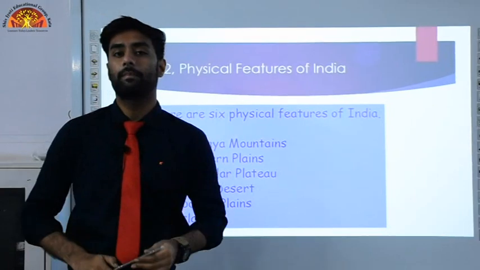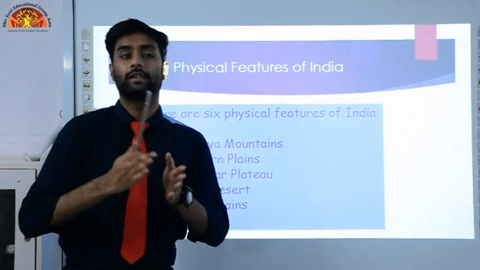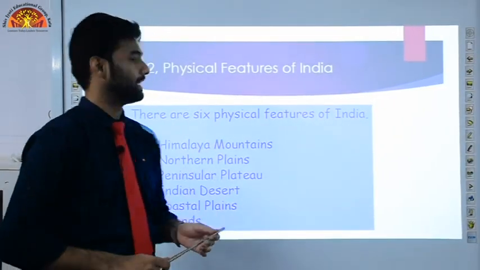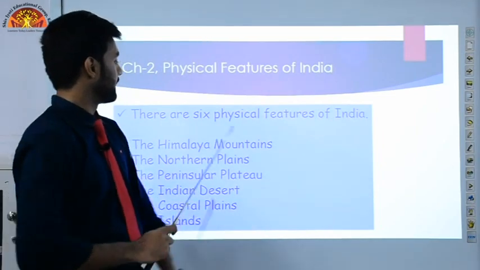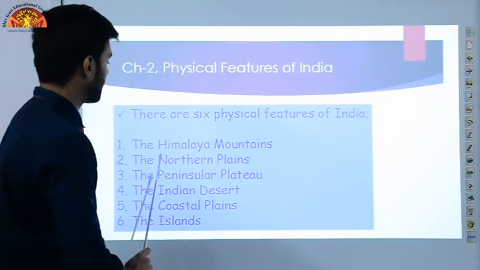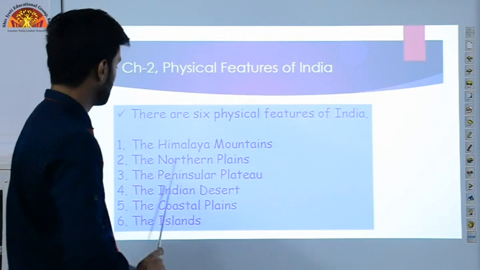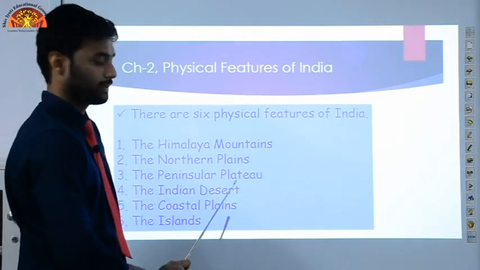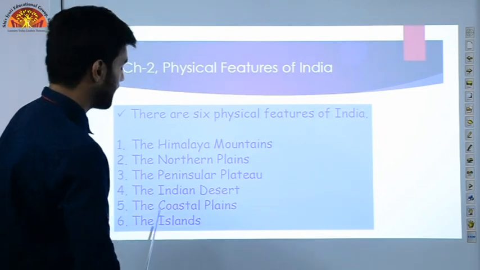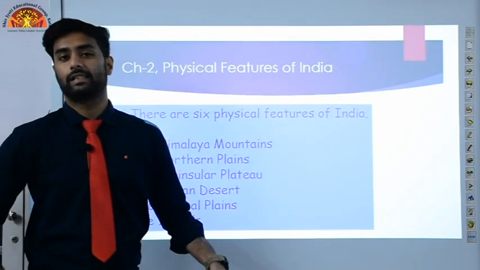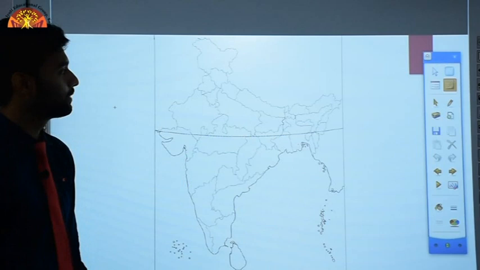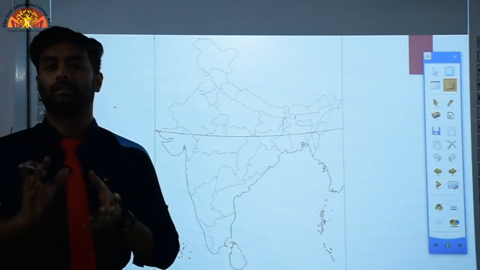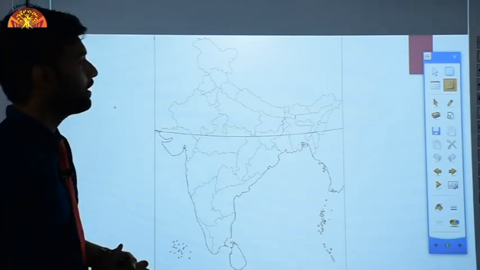Students, in this chapter you learnt about the physical features, means different kinds of landforms which you will see in India, right? First, that was the Himalaya mountains. Second, the northern plains. Third, the Peninsula Plateau, the Indian desert, the coastal plains, and lastly the islands. Now let us discuss this on the map. So students, now let us mark the 6 physical features of India on the map.